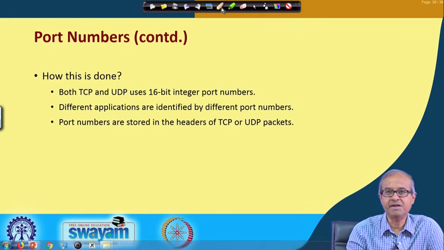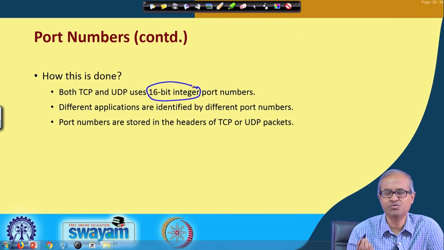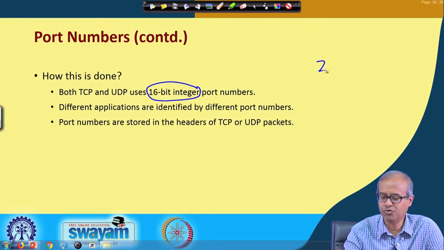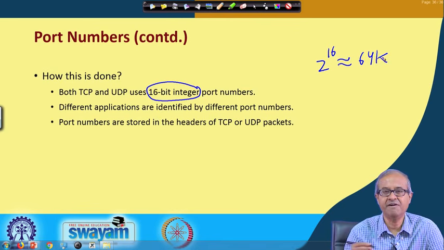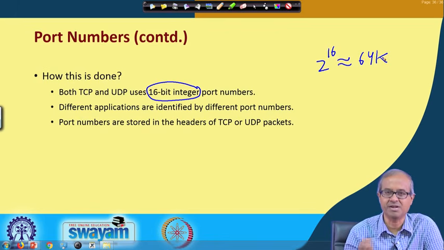Now, in TCP and UDP, these port numbers are 16-bit quantities. Well, 16 bits is quite large. You can have 2 to the power 16, which is about 65,000, 64K. You can have that many active connections, active processes running, okay? And this is quite large.